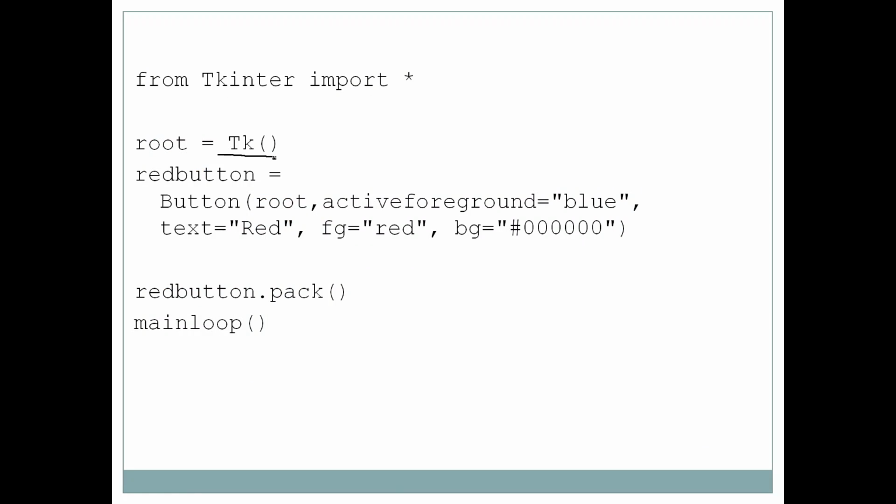So we have created a main window here. Then we are creating a button, and to the button we are passing, first, the active foreground color, meaning when the button is active, the foreground color has to be blue, that is the text color has to be blue. And FG, that is foreground, the regular foreground color, is red. Whenever the button is displayed, the text of the button is displayed in red, and the background color of the button is black. Okay, let us execute and verify this.